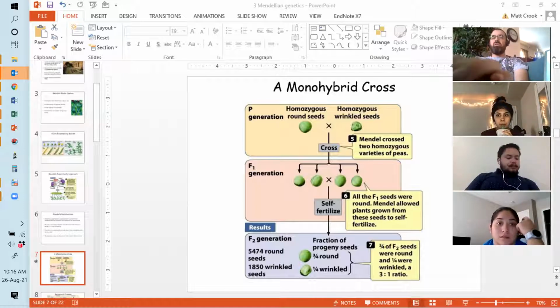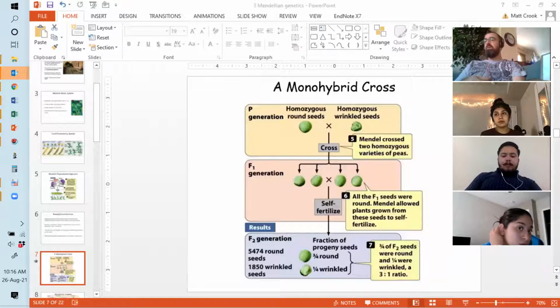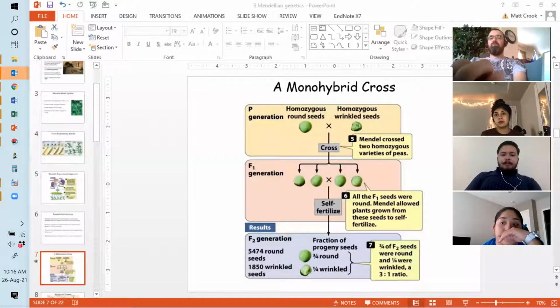Basically, the F1 generation, which are hets, and here's my shorthand, because typing out heterozygous is miserable if you do it enough times. So I just use hets and homs, homozygous and heterozygous. They always display the dominant phenotype as they have one dominant allele.